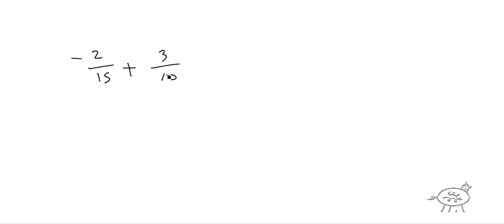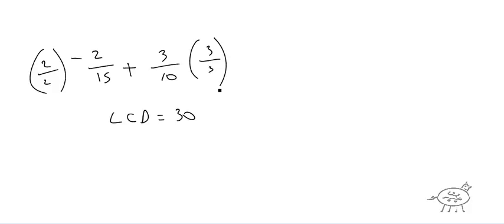Now don't say the LCD is 5 because 15 doesn't go into 5. 5 goes into 15. I need to make it a bigger number. You never make it a smaller number than what it is right there. It's always got to be a bigger number, or maybe the same number. Okay, anyway, if I multiply 15 times 2, I get 30. Oh, 10 goes into 30 also. Okay, sweet. LCD is 30. So you're going to multiply this one by 2 over 2 and this one by 3 over 3. So I get negative 4 over 30 plus 9 over 30.